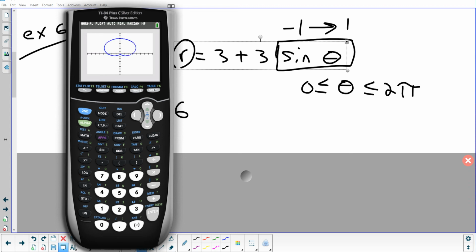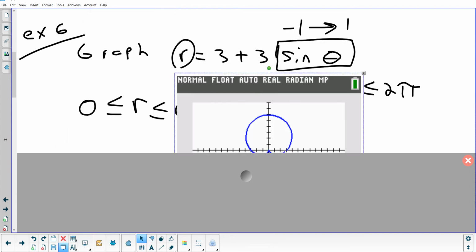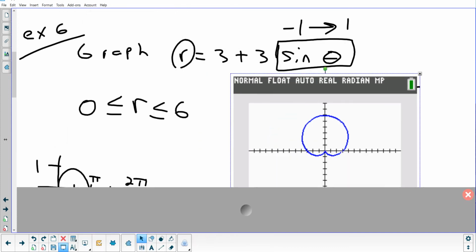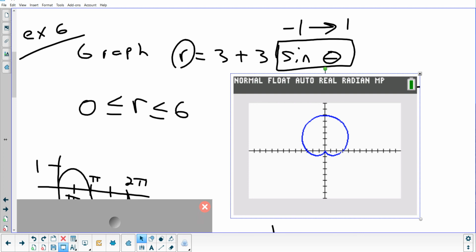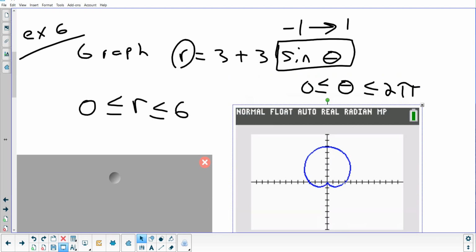And that is what it looks like. Now that's kind of a distorted picture. Let's do zoom 5, and you'll see it a little more proportional. And that is what the sketch looks like. Anyone have an idea of what that kind of looks like?